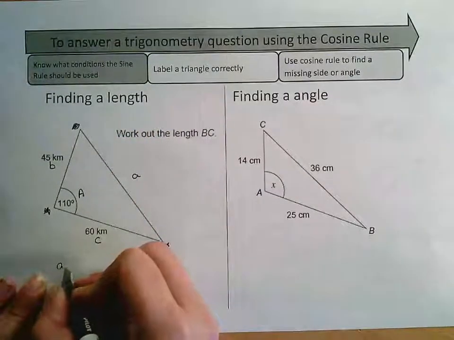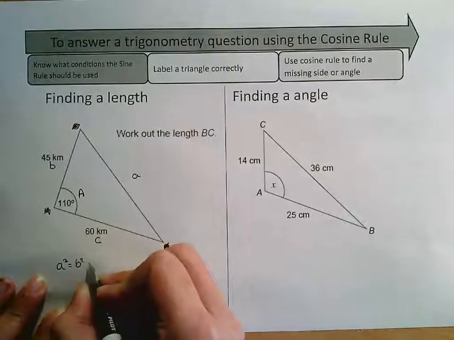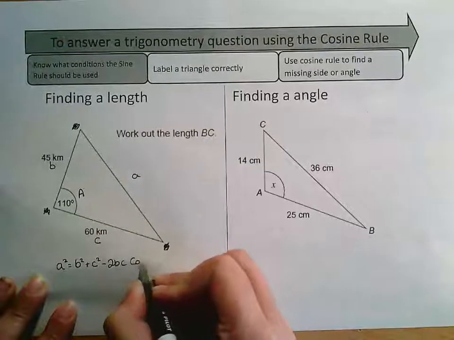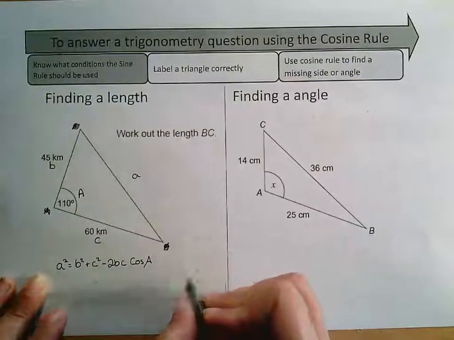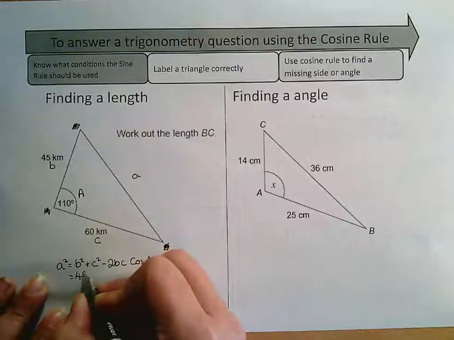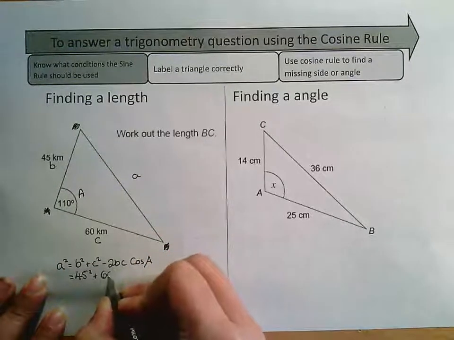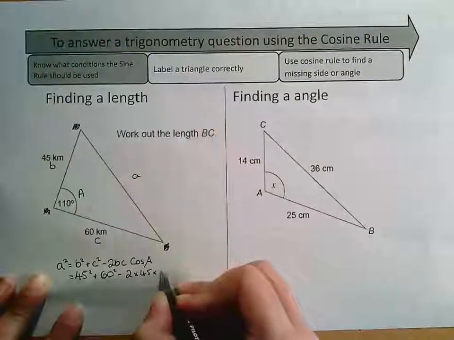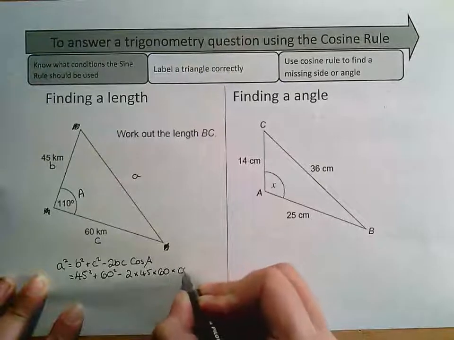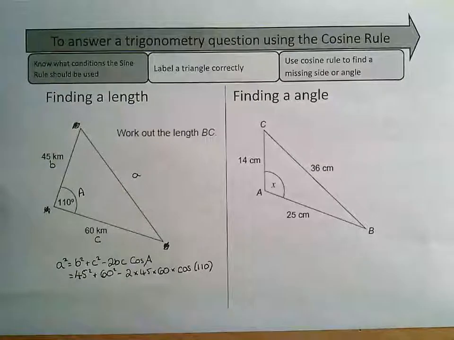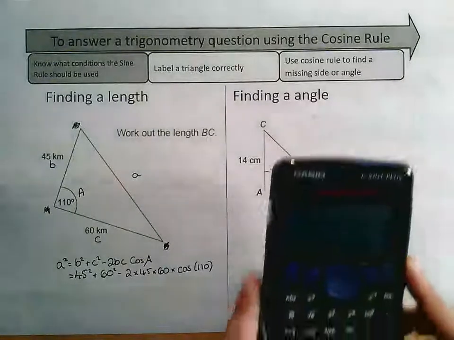Now, because you should be trying to memorize this rule, I will write it down first, and writing it down just helps me remember it. I'm going to put all the numbers in the right place. So I've got 45 squared plus 60 squared minus 2 times 45 times 60 times cos 110. Now, it's important that you write that line down. That line is your workings. That line is a method mark.